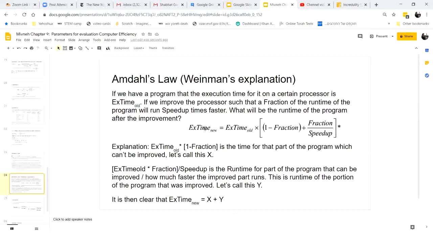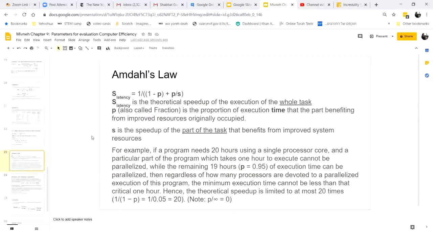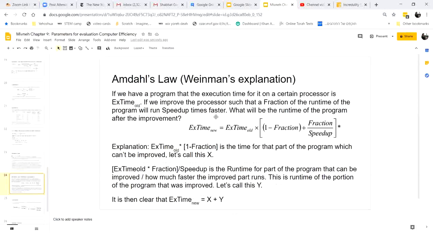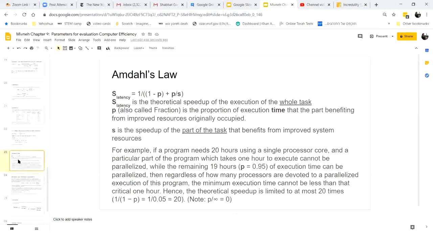It's the same as the S that we had over here. This S is the speed up of that part of the task that benefits from the improved system. Well, I now have a frying pan system, and that part benefits. And that part benefits by how much? Well, I have 3 instead of 1. That's 3 times. But what's the speed up in this example right here on this page? There's no numbers here. No, go back. There, on the example at the bottom, what's the speed up in that example? Infinity.